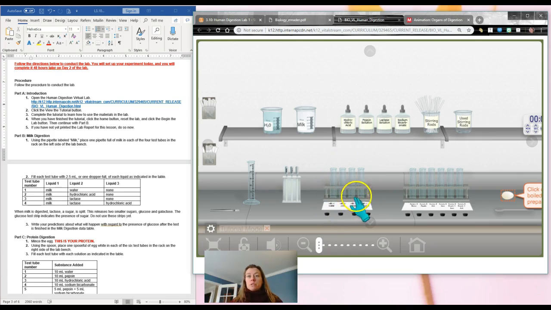Then we have two racks of test tubes. This is the one we're going to use for the milk. All right, so this is going to be part B, and this is the one we're going to use for part C. So right now we're only doing part A. We're doing the introduction over here, and it's asking us just to complete the tutorial.